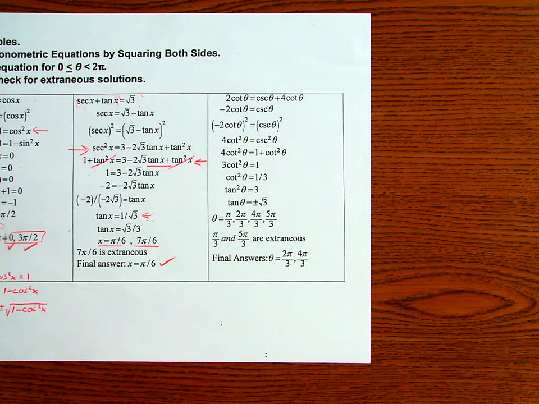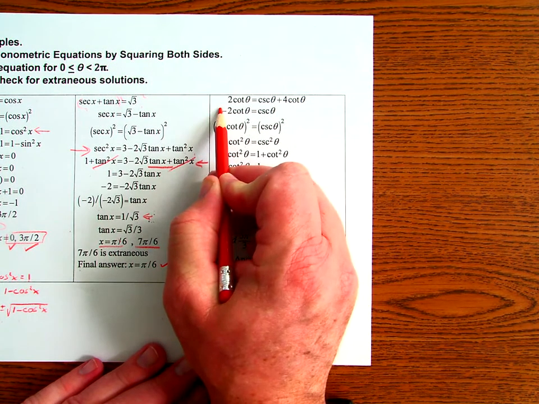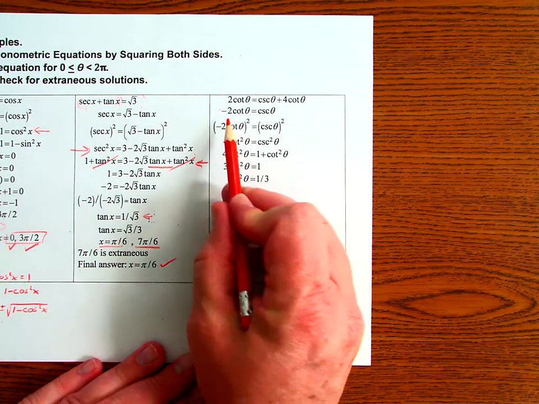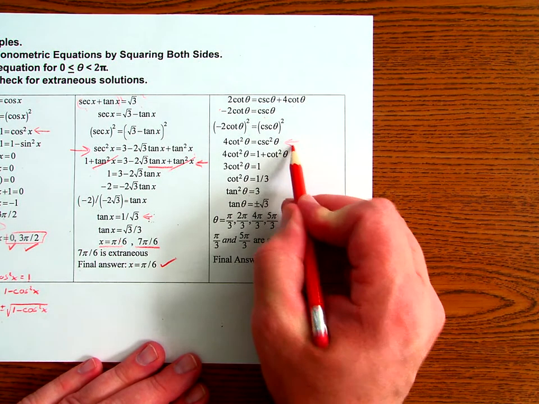Okay, if you're going to square both sides, you want one trig function on the left, one trig function on the right. So what this problem did is brought this over here. Now that we're here, you square both sides. That gets us to this equation right here.